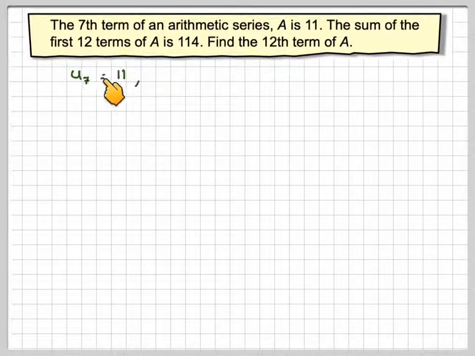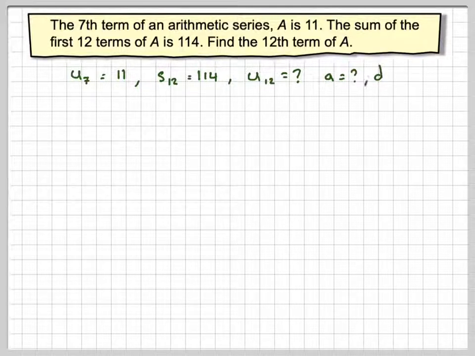So we got that U7 is equal to 11. The sum of the first 12 terms is 114. And U12 we don't know. Also we don't know the first term or D. So what we're going to do is use the information in the question to find A and D, and then use that to find the 12th term of A.